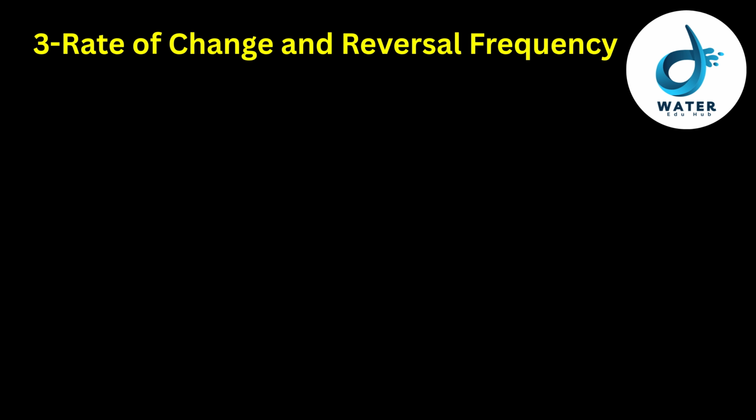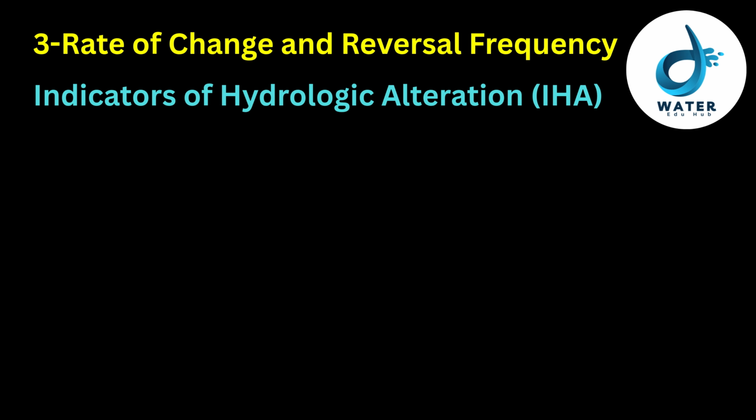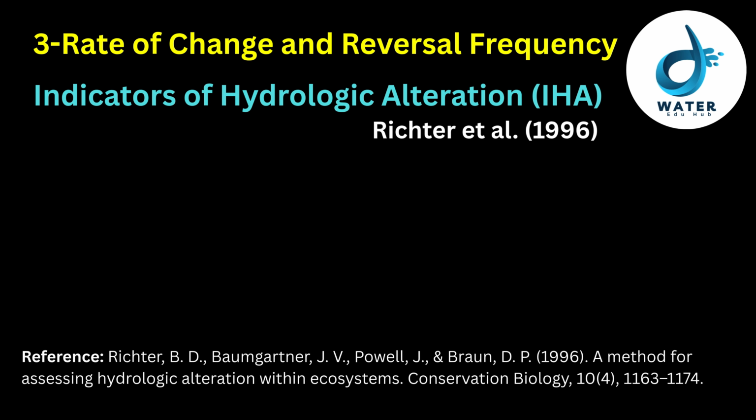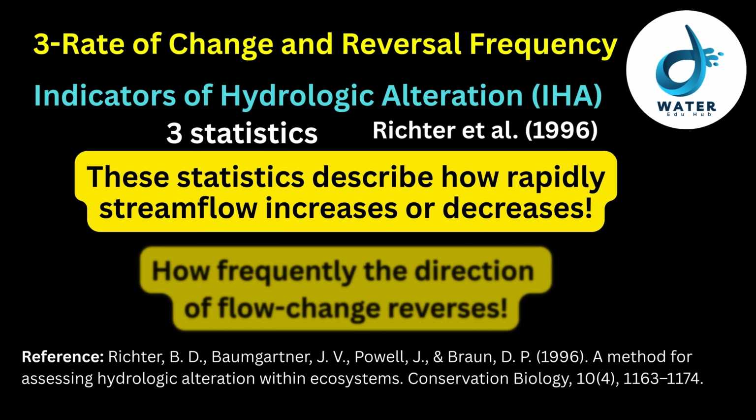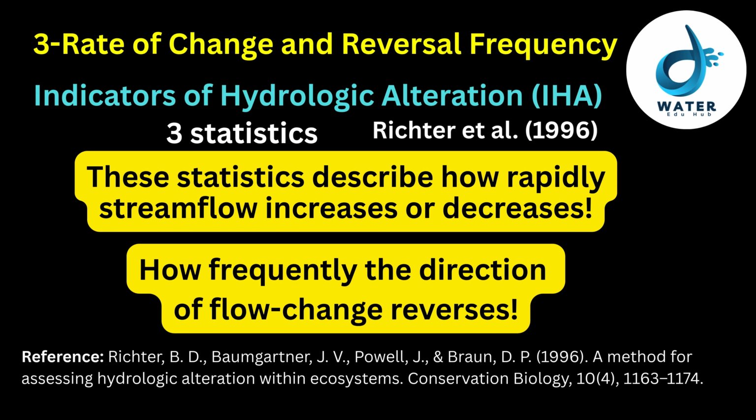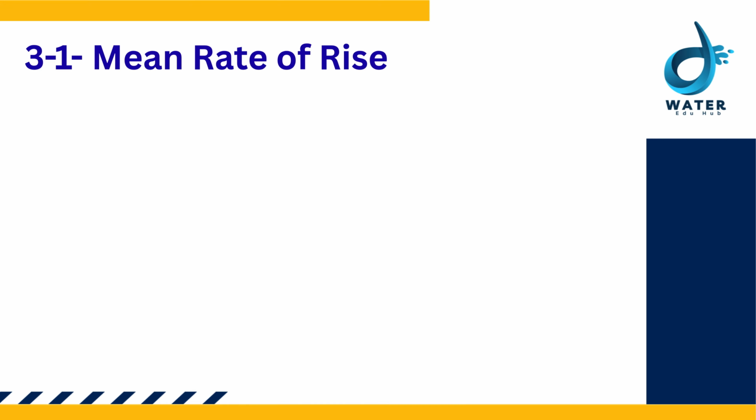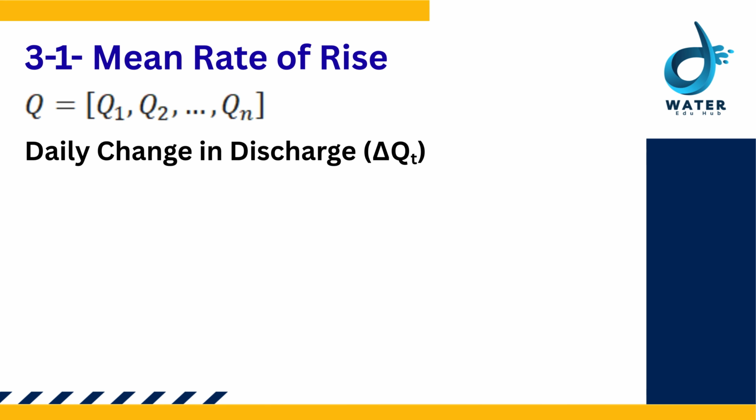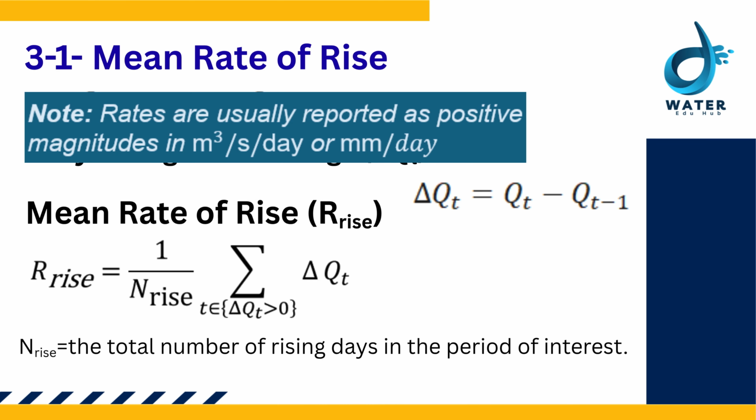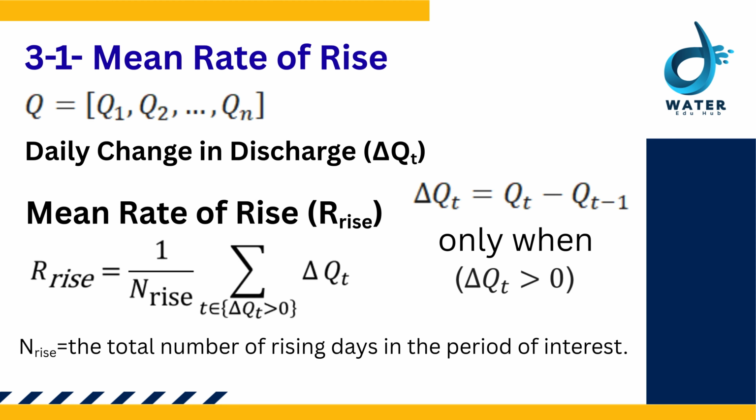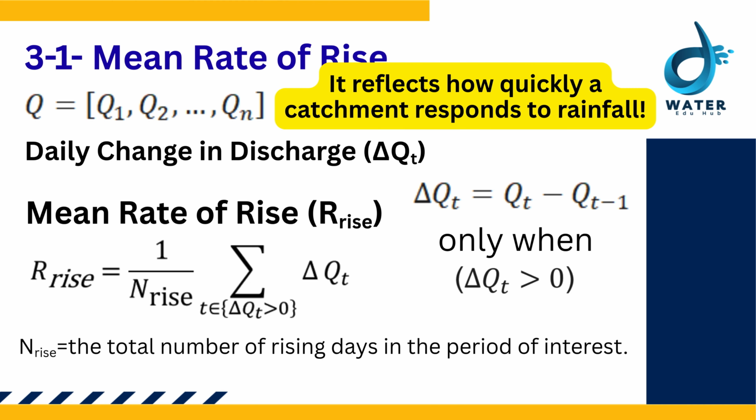Third is rate of change and reversal frequency. Developed as part of the Indicators of Hydrologic Alteration framework, these statistics describe how rapidly streamflow increases or decreases and how frequently the direction of flow change reverses. For a given daily discharge time series measured over time t, the daily change in discharge, delta Qt, can be defined like this. Then, the mean rate of rise is calculated only over days where streamflow increases. It reflects how quickly a catchment responds to rainfall.